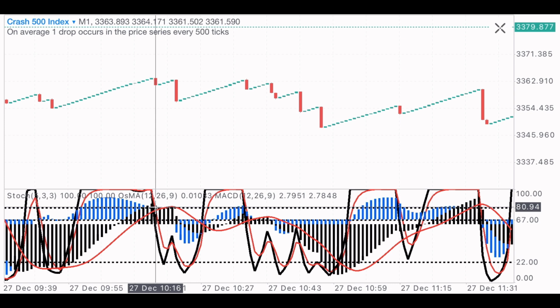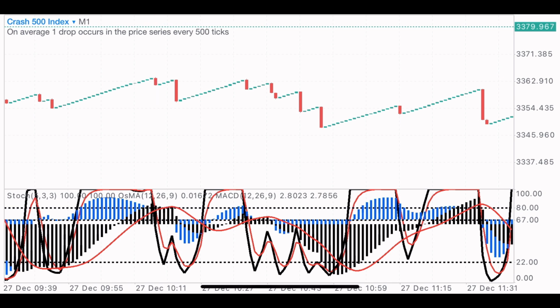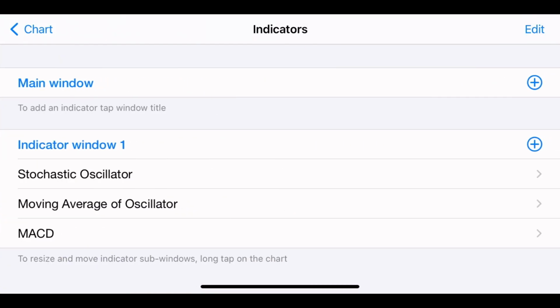So what I'm going to do is go to the Boom 500 index and show you guys that this strategy works perfectly. I'm going to remove the MACD, since we are not using it with this strategy, but you can use it if you know how to use the MACD. I'm just showing you guys the basics of how it works. I believe most of you already know how the MACD works if you have been watching most of my video tutorials, right?